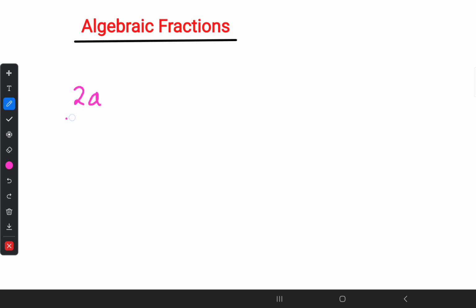2a over 5 plus a over 5. These are the two fractions. Look at this: in both numerators we have algebraic quantities, and in the denominators we have numbers. Since the denominators are the same, you should recall how to add fractions. While adding fractions, the denominators should be the same. If not, you should make them equal. Thereafter only we can do the addition between the fractions.